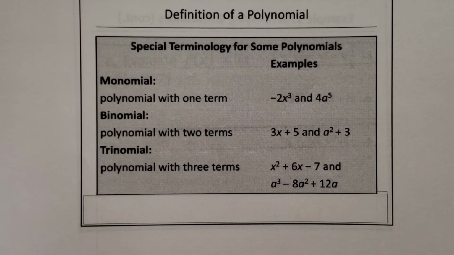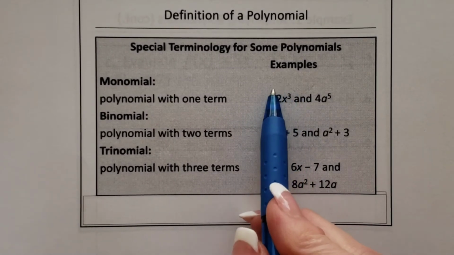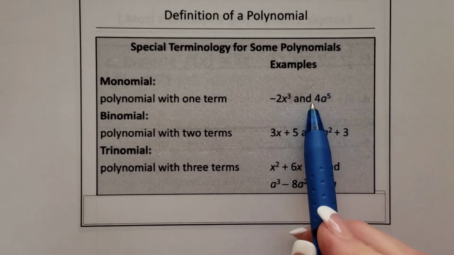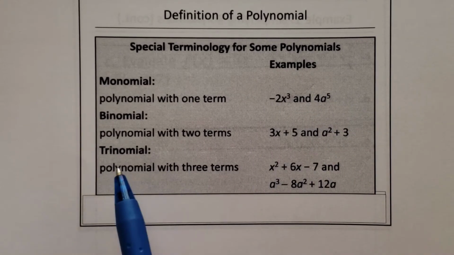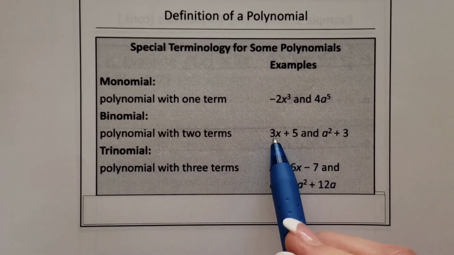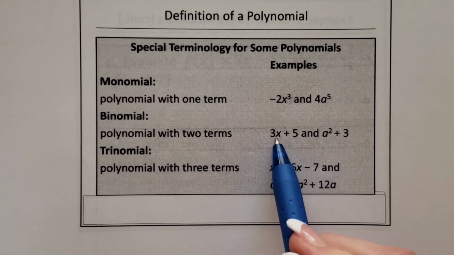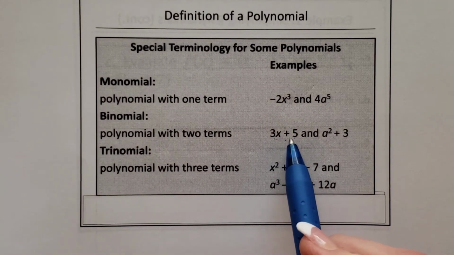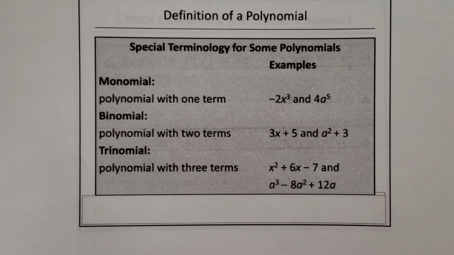So a monomial is a polynomial with one term. For example, this is one term. That's a monomial. This is one term, so this is another example of a monomial. A binomial is a polynomial with 2 terms like this. So this has 2 terms. 5 is a term, 3x is a term. They're separated by a plus symbol. So this is a binomial, like a bicycle, 2 tires. Bi means 2. This is another example of a binomial because it has 2 terms.